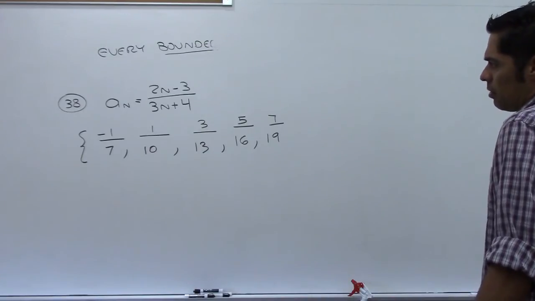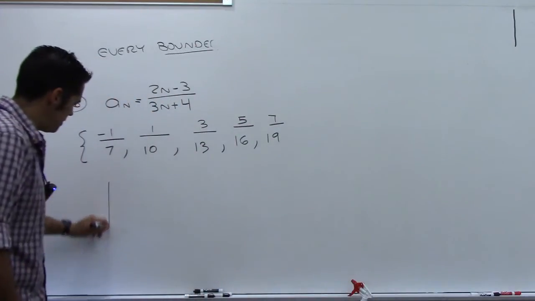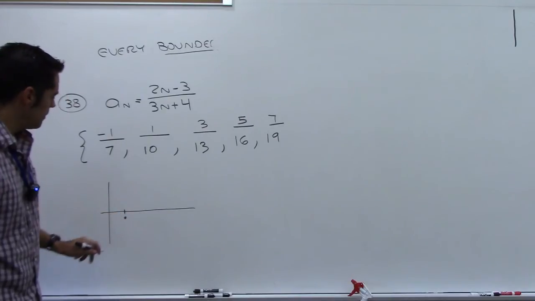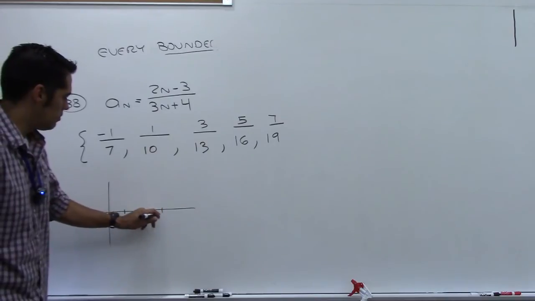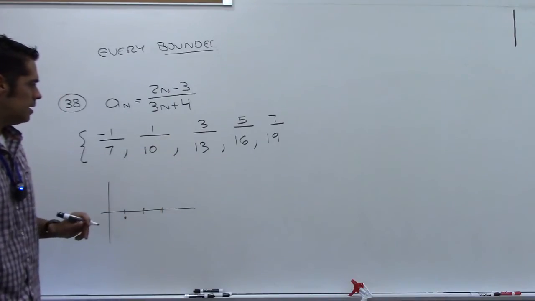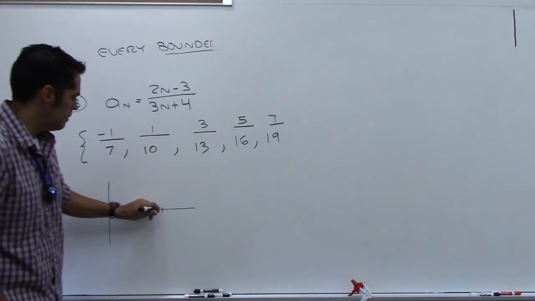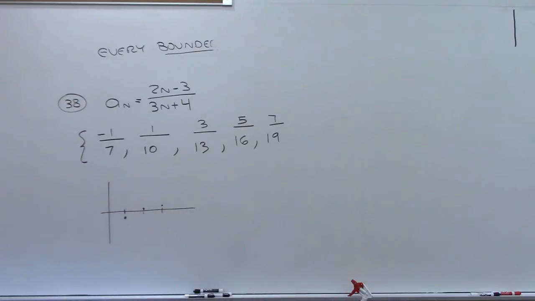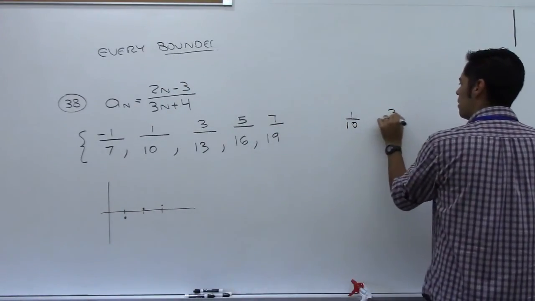Is it getting bigger or smaller? Well, it looks like we're starting out, if we were to graph this, if we plug in 1, we're at negative 1/7. We plug in 2, we're at 1/10. We plug in 3, we're at 3 over 13, which is actually bigger than 1/10. Or is it? How do you compare 1/10 and 3/13 without a calculator?